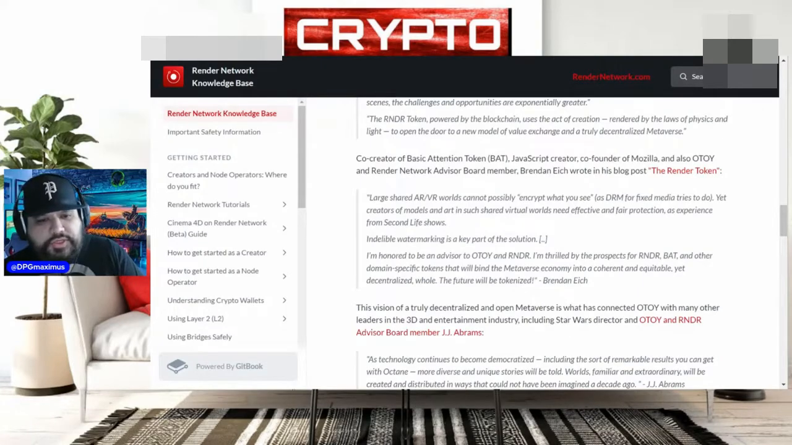But what's also mentioned is indelible watermarking is a key part of the solution. So here's the thing. Some of you have experience with OpenSea and other platforms. At the end of the day, if you have a very valuable NFT, you don't want to get that hijacked by a malicious person who is going to take that and steal a whole bunch of yours and everybody else's work. Well, what about, especially in the metaverse?